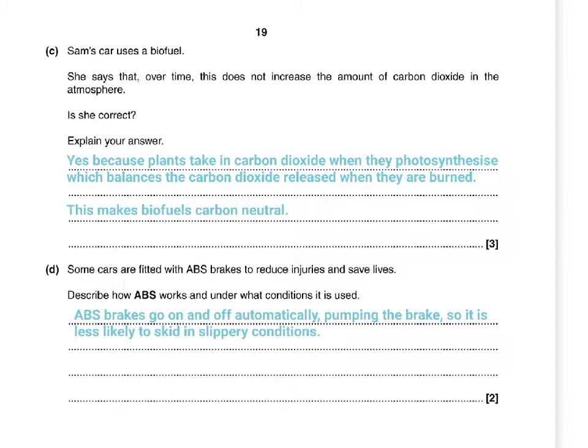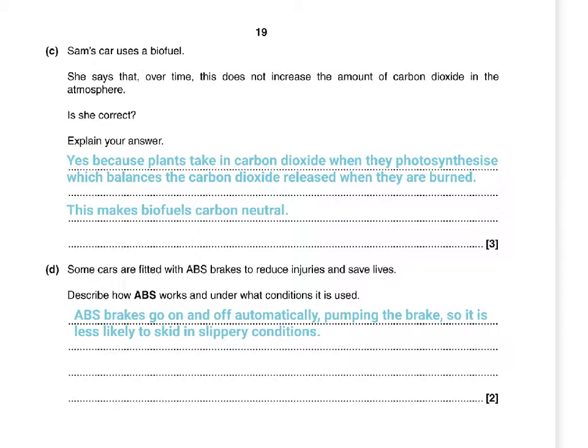So whilst you're growing these plants, they're taking in carbon dioxide from the atmosphere, and fine, you cut them down, produce biofuel and burn the biofuel, but that's just releasing the actual carbon dioxide that was taken in back into the atmosphere. So we say that this is carbon neutral because overall it's balanced, it's not upsetting the amounts of carbon dioxide in the atmosphere.